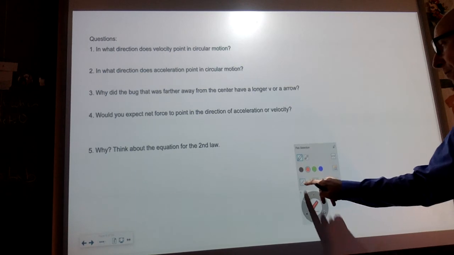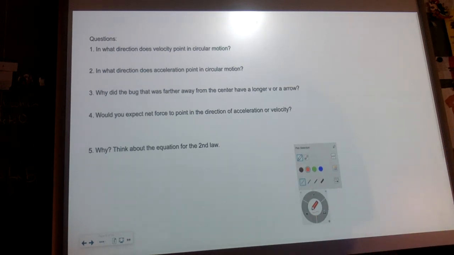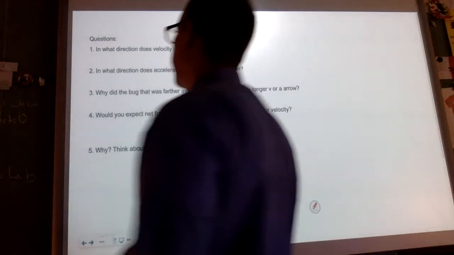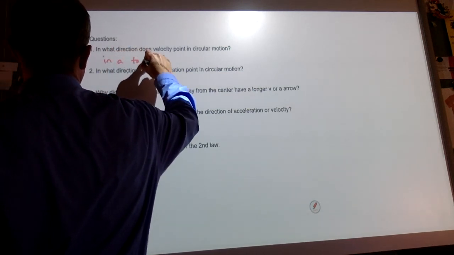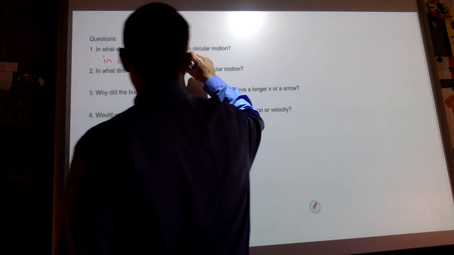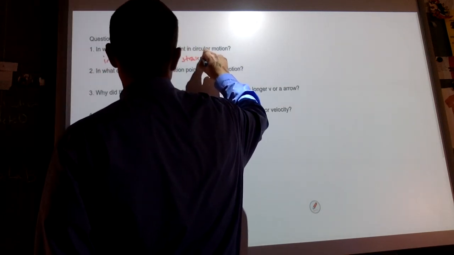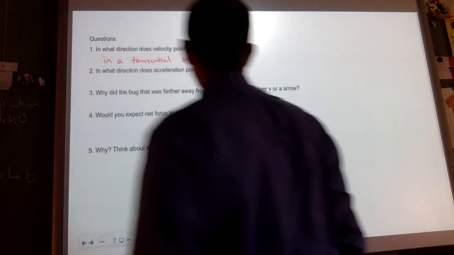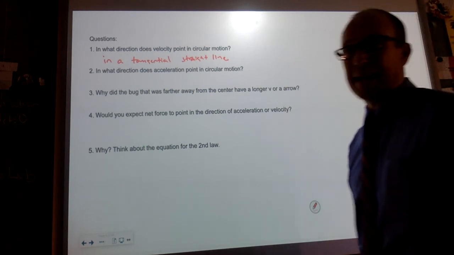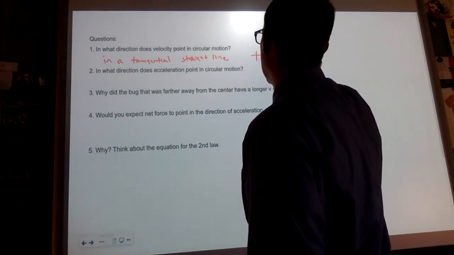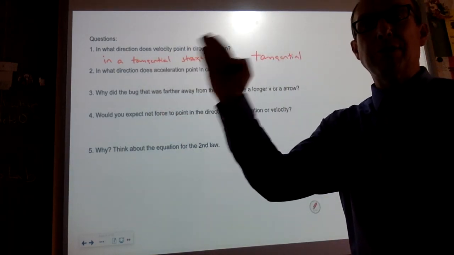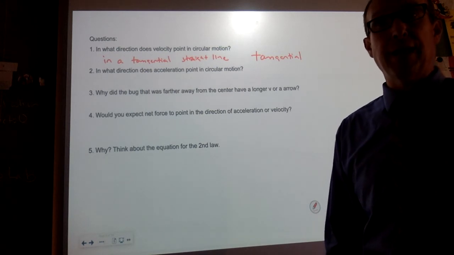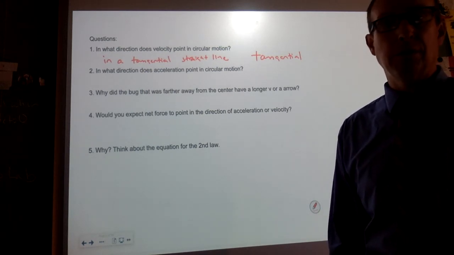All right, some questions from what we've seen. Number one, in what direction does velocity point in circular motion? In a tangential straight line. At whatever point you are, your velocity is trying to go into a straight line. That's what the first law tells us, that an object in motion wants to stay in straight line motion.